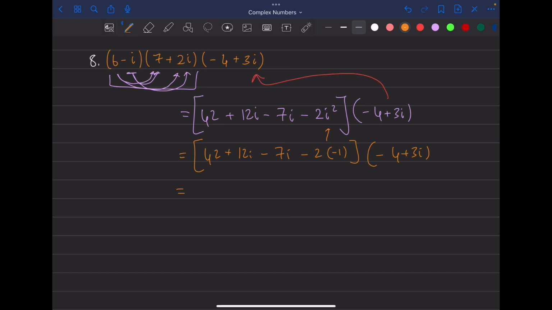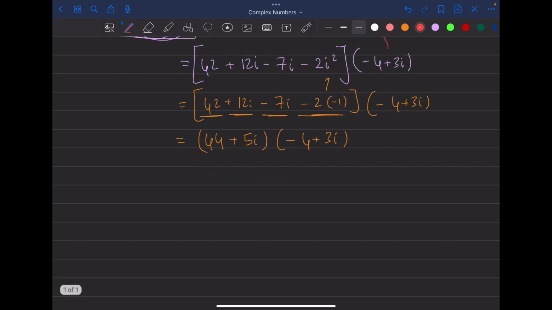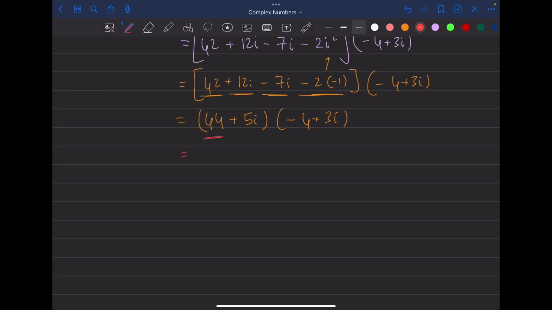Now let's combine the like terms. 42 plus 2 is going to be 44. 12i minus 7i is positive 5i. So that's the first kind of bracket. And then all this is being multiplied by negative 4 plus 3i. Now, very simple. You can think of this now as a whole new question with just 2 binomials, which we've seen in previous examples. So now we can do 44 times negative 4.